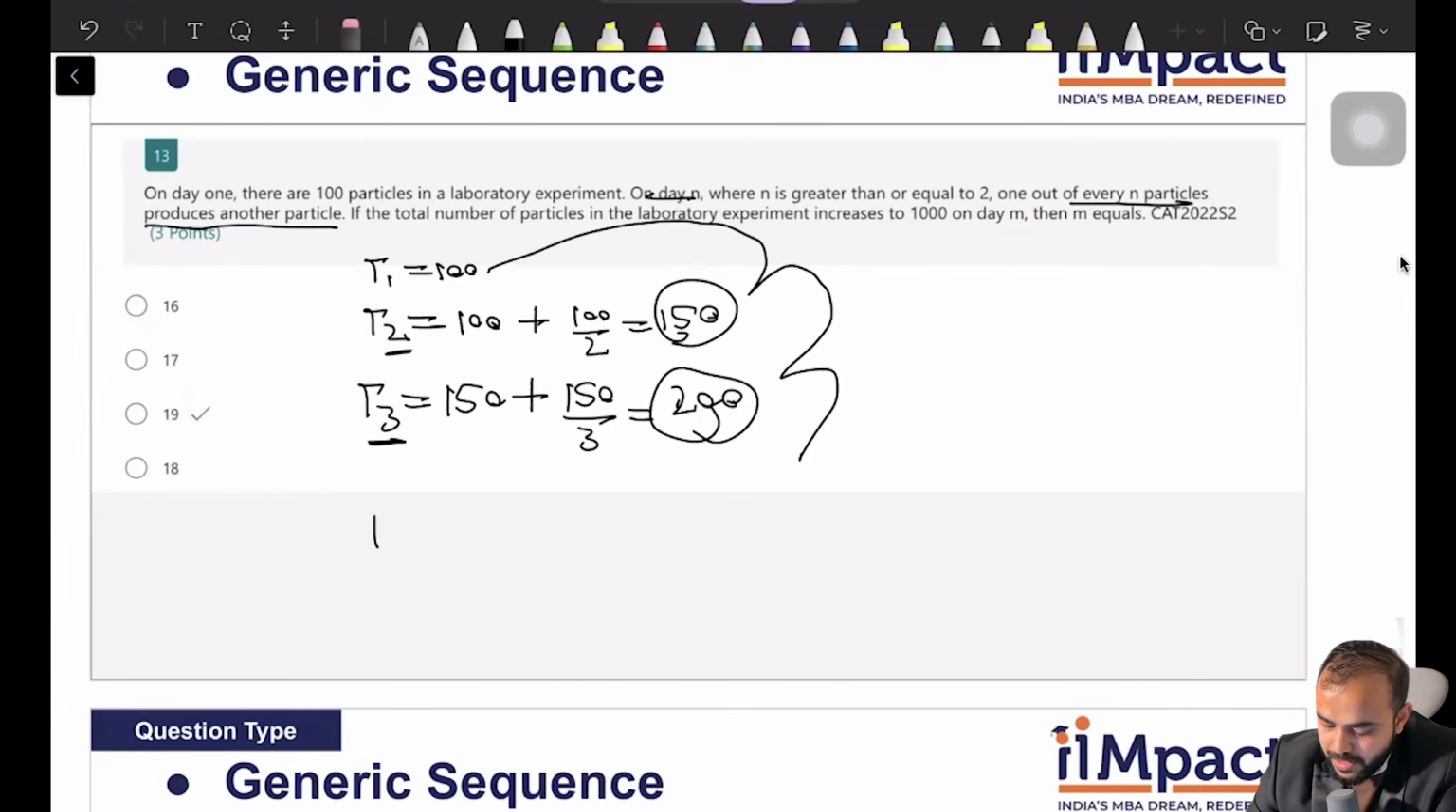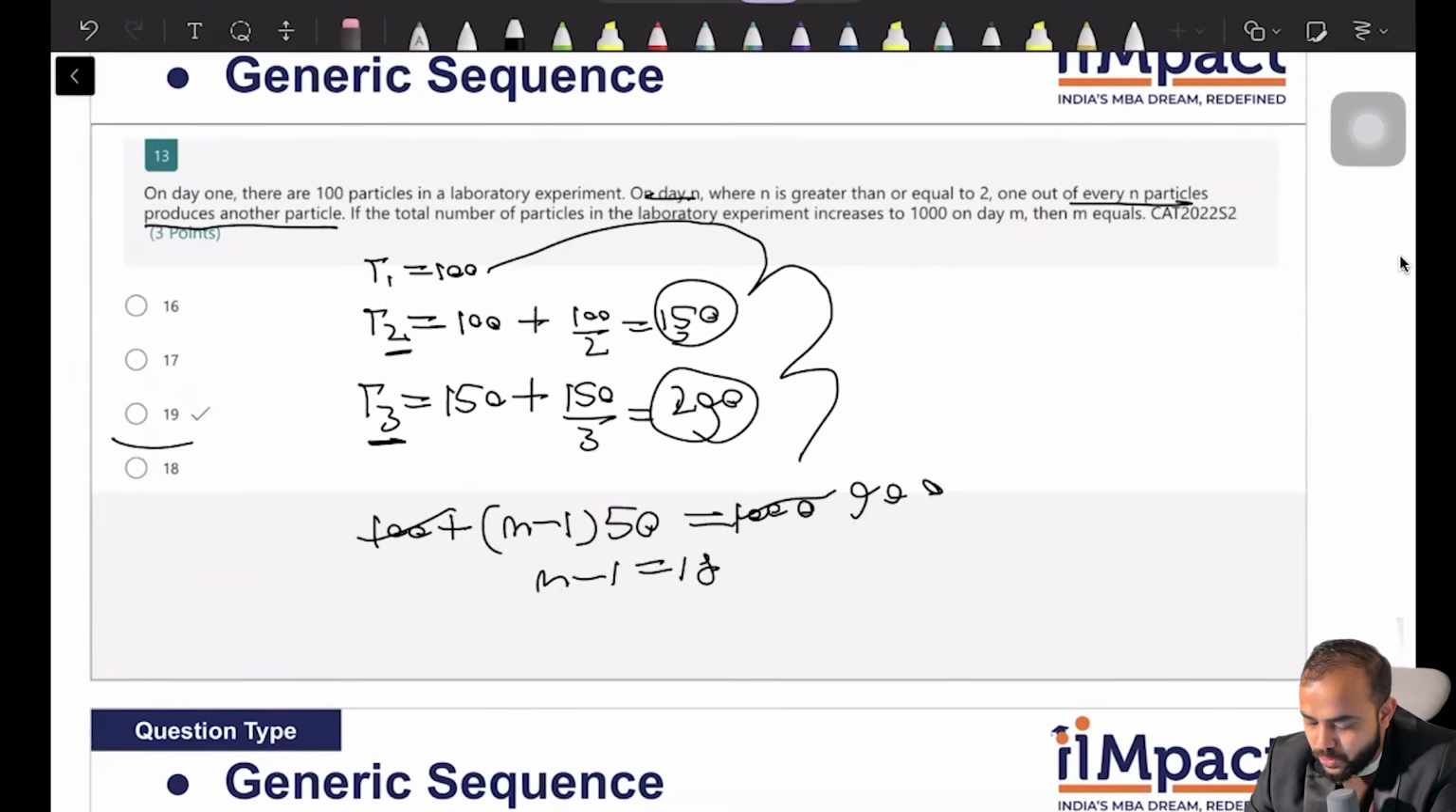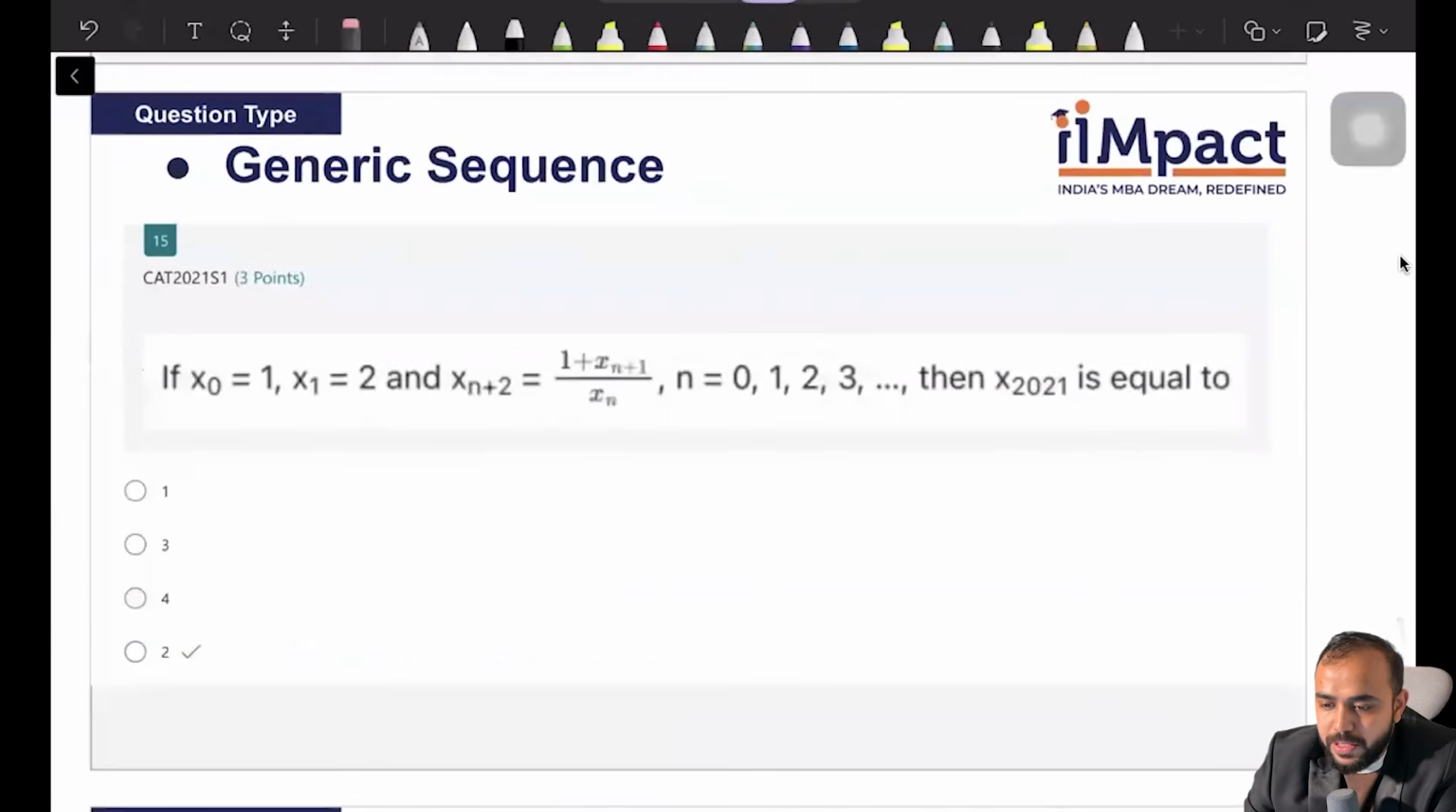So the AP is 100 plus (n minus 1) into 50. Now this you want to be equal to 1000. So you will get this is equal to 900, or n minus 1 is equal to 18, or n is equal to 19. So again, write the first few terms and be on the lookout for what the pattern can be. And this would be another example of this.